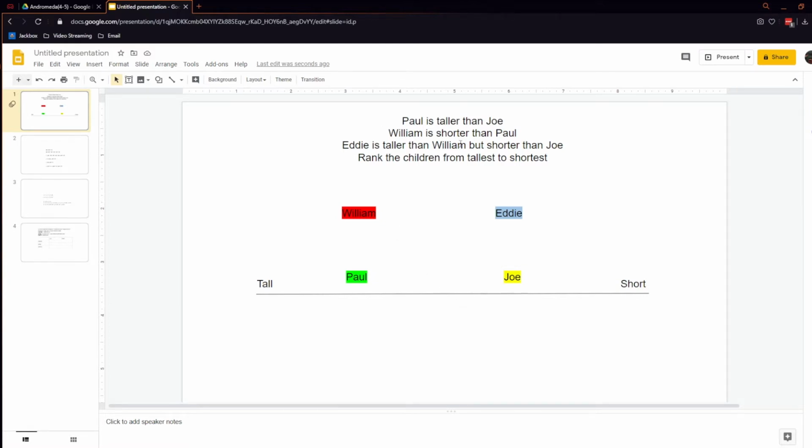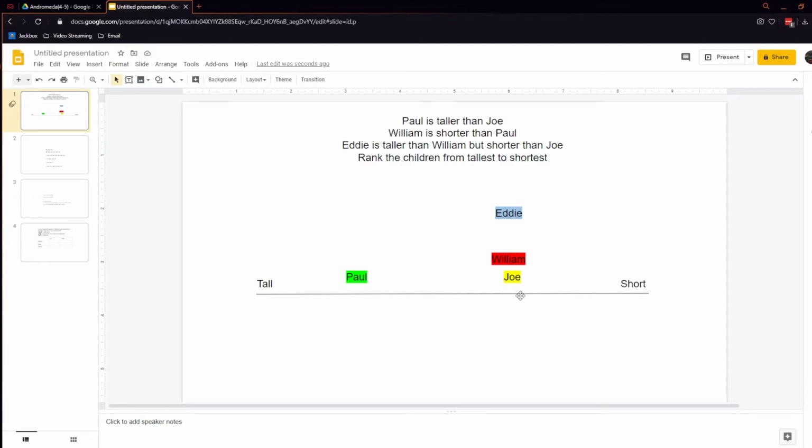The second statement is William is shorter than Paul. So William is shorter than Paul just means Paul is also taller than William. So what this means is that we put him as shorter than Paul on the line. The problem is we don't know if Joe is taller than William or William is taller than Joe. So this is just a placeholder. We're going to put them on top of each other for now. We will fix that right after this next clue.